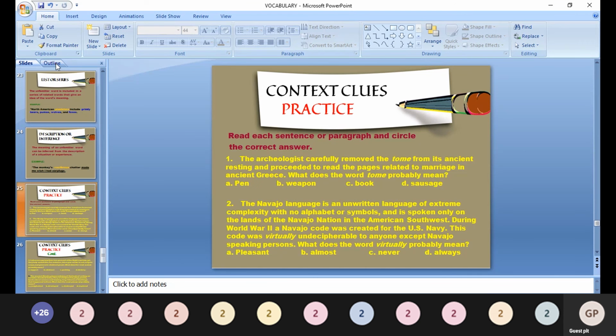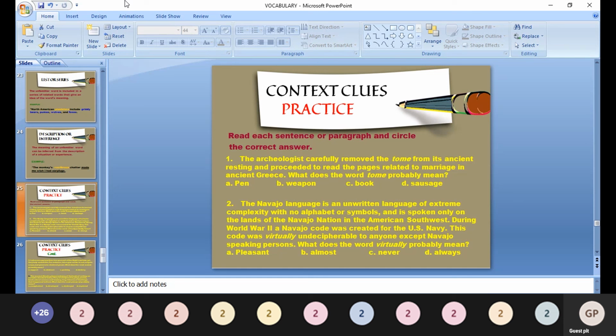Now, context clues. We'll guess the meaning from here. Read each sentence or paragraph and circle the correct answer. Okay, see, the archaeologists carefully removed the tomb from its ancient resting and proceeded to read the pages related to marriage in ancient Greece. What does the word tomb probably mean? Now, we'll read it again. The archaeologists carefully removed the tomb from its ancient resting and proceeded to read the pages.